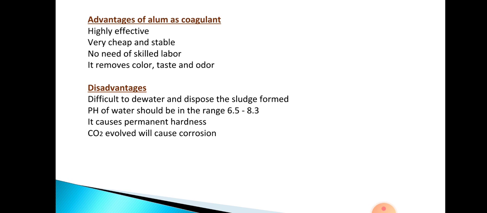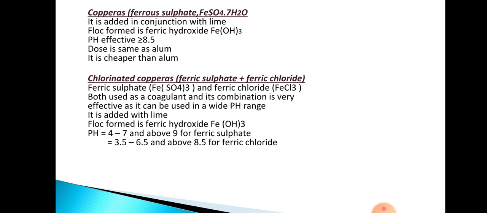So these are the corrosion of the pipes that carry the water, and these are the disadvantages of adding alum as a coagulant. Now coming to the next type, that is copperas or iron sulfate.